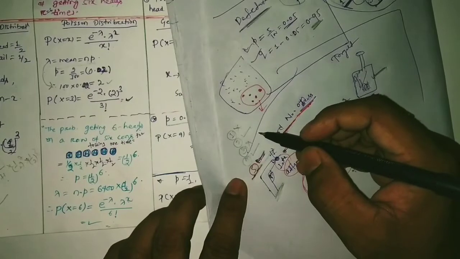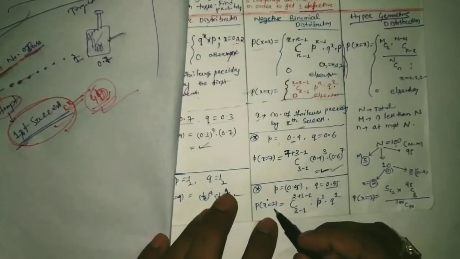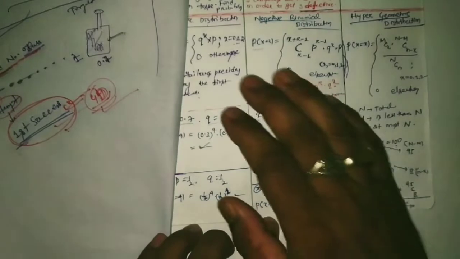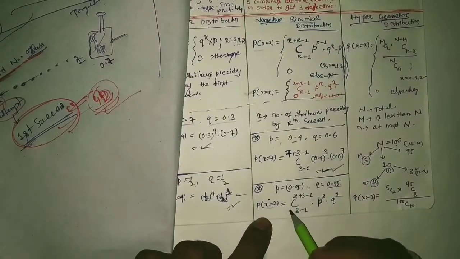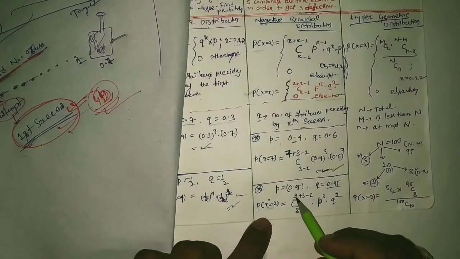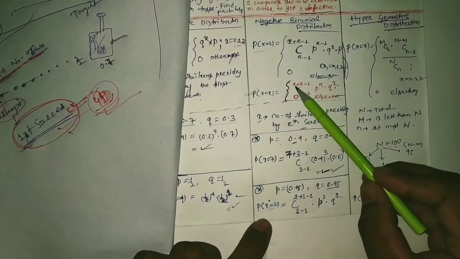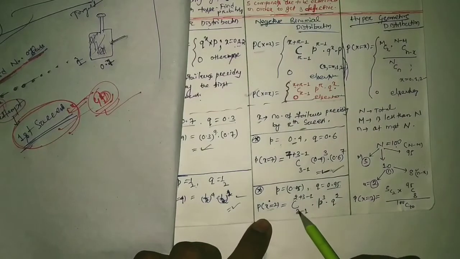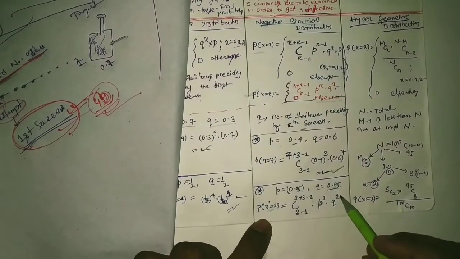Before that, the number of not defective items is 2. So the so-called failures will be x equal to 2. We are going to consider x equal to 2. That means in this PMF we have to use x equal to 2, right? So x plus r minus 1 C r minus 1, that is 2 plus 3 minus 1 C 3 minus 1, into p to the power 3, q to the power 2.